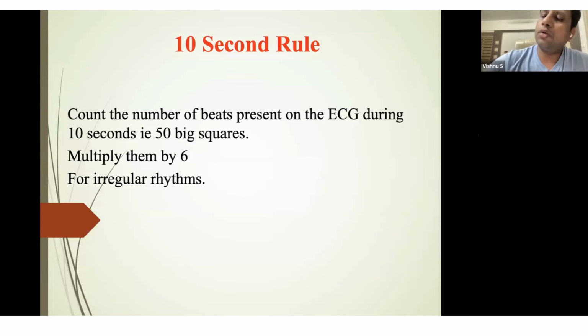You already know 200 milliseconds is one large square. So for 1 second you have to count 5. For 10 seconds, 5 into 10 is 50 large squares you have to find. Mark 1 to 50, make 2 lines between them, then count 1, 2, 3, 4, 5 like that, the QRS complexes, and multiply it by 6 will give the heart rate.